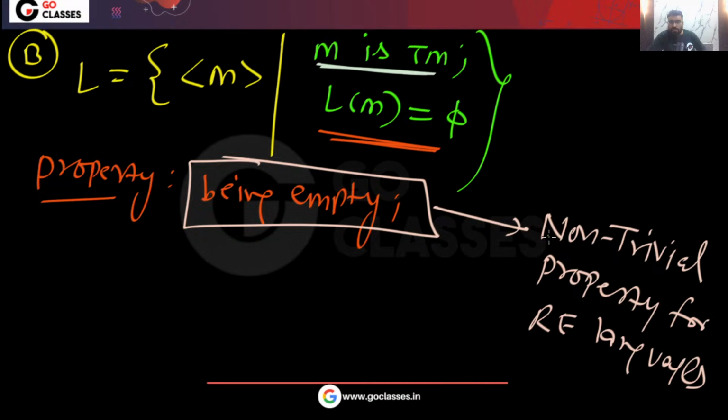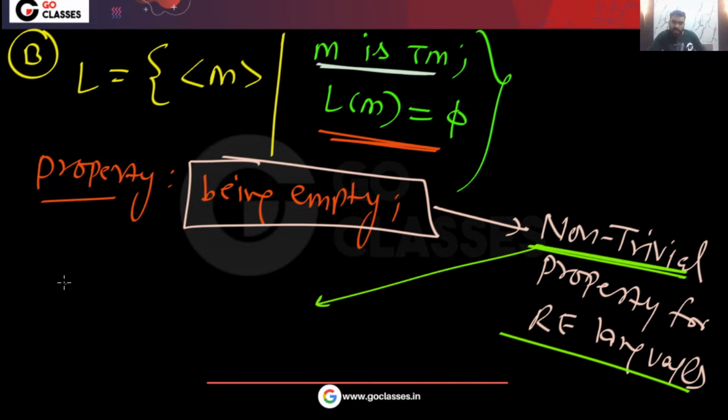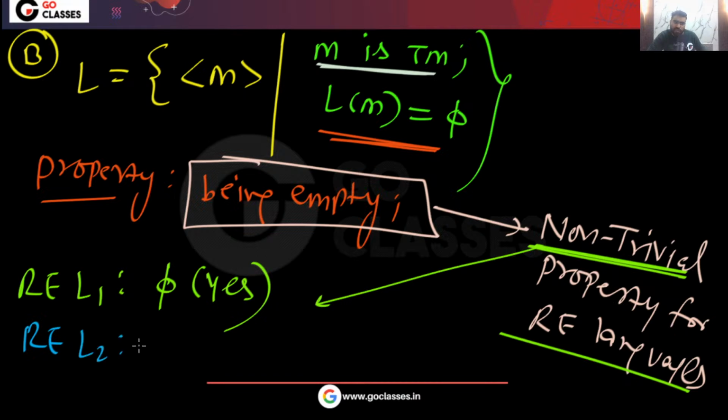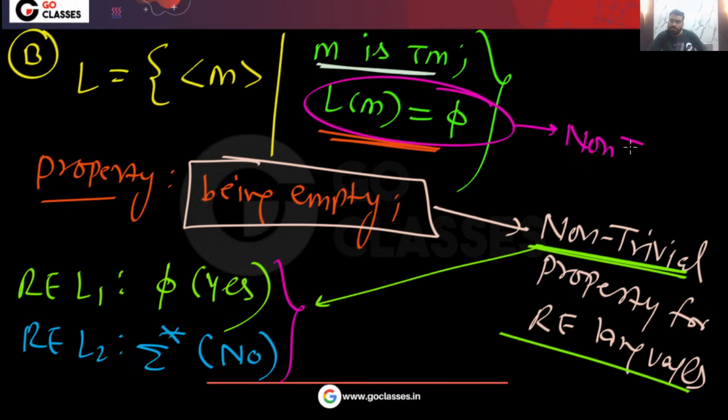Why is this non-trivial? First of all, you tell me. This is a non-trivial property for RE languages. Why? Because I can give you an RE language which will satisfy this property, and I can give you another RE language which will not satisfy this property. So that is the reason I can say this is a non-trivial property for RE languages. So that is the reason this L will be undecidable.